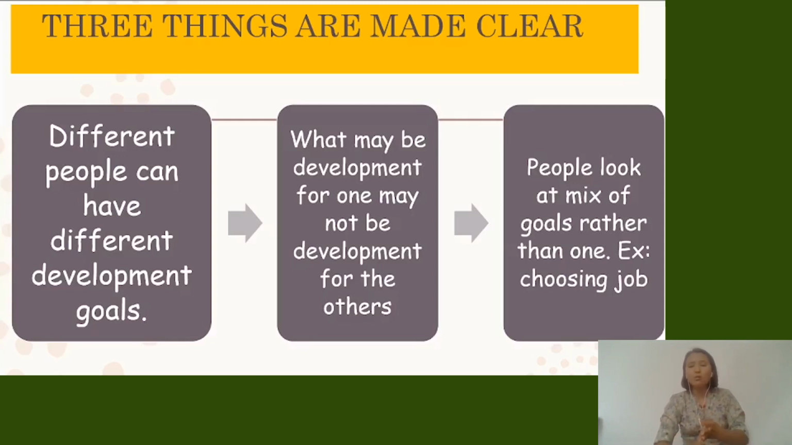Third one is, while looking at development, we look at a mix of goals, or we look at a number of goals rather than one, right? As we have discussed in the example of a situation where we are going to choose a job. While choosing a job, we look at a number of goals. We do not look at only one goal, right?